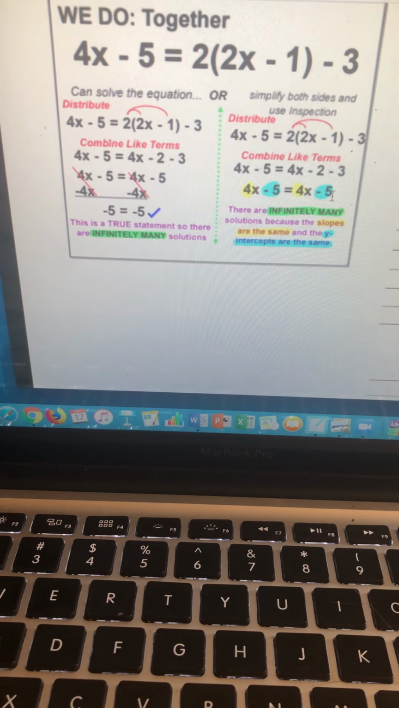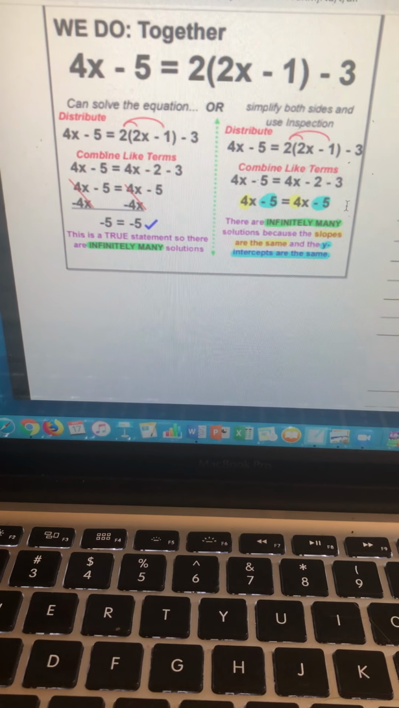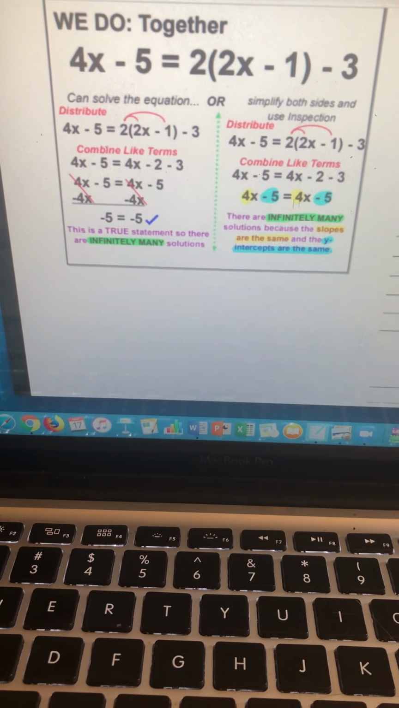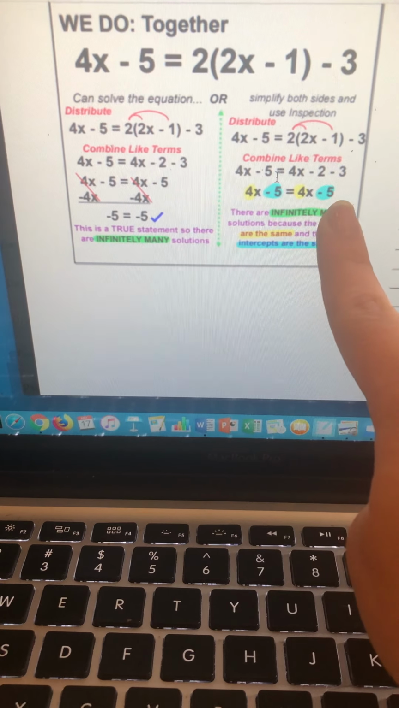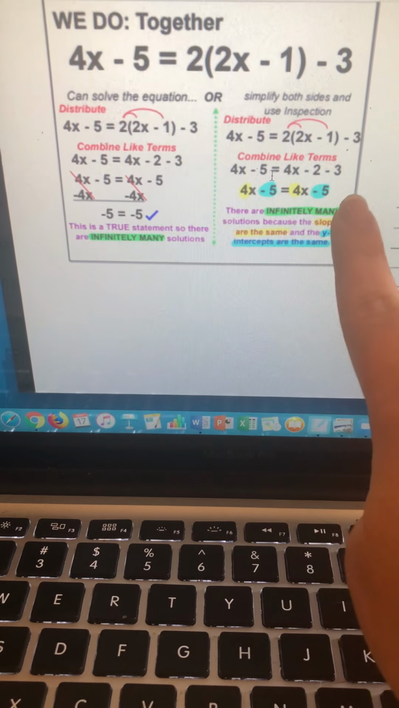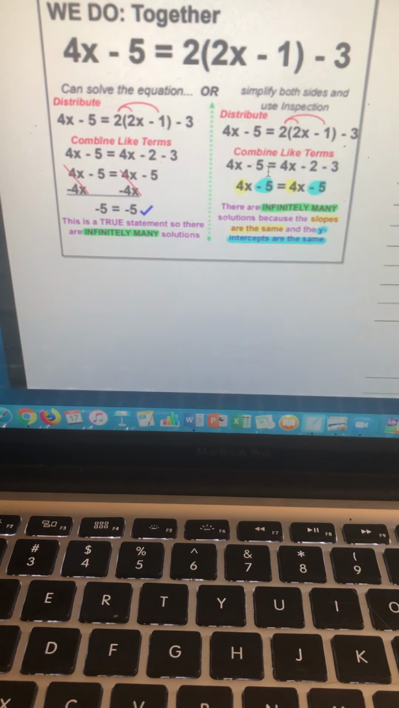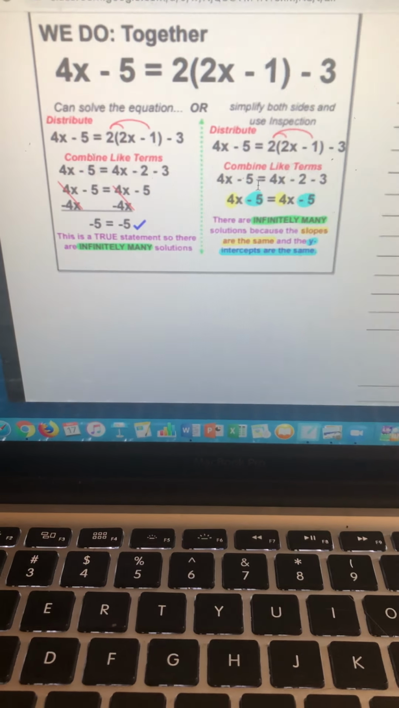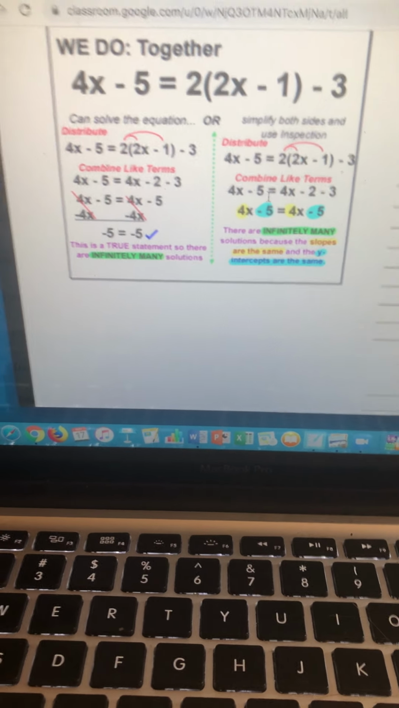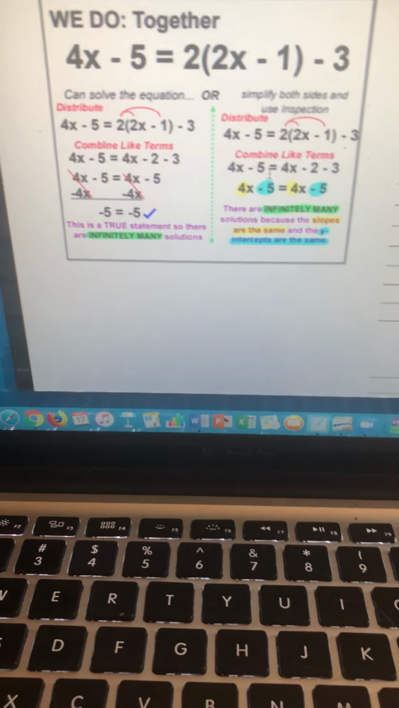If you were taking a test or taking a Regents or something like that, and this is what you got in your work, this highlighted section here, 4x minus 5 equals 4x minus 5, you can absolutely stop and write that there are infinitely many solutions, and you can say, because I used inspection, the slopes are the same and so are the intercepts, and that's perfectly acceptable. You don't need to do all the rest of the work. I know some people like to solve the equation, so that's why I'm showing you both ways.